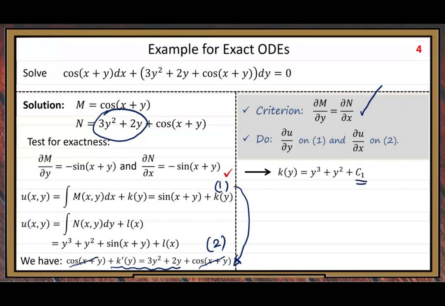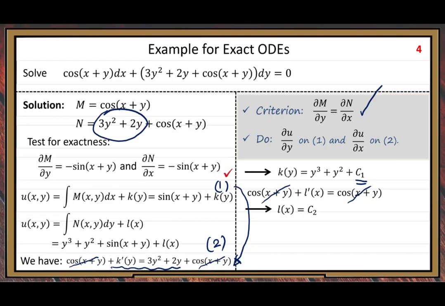The second step, this time you apply partial u over partial x on the second equation, so you get that. The left hand side and right hand side cosine terms cancel out. So you can see the little L function is just a constant C2.